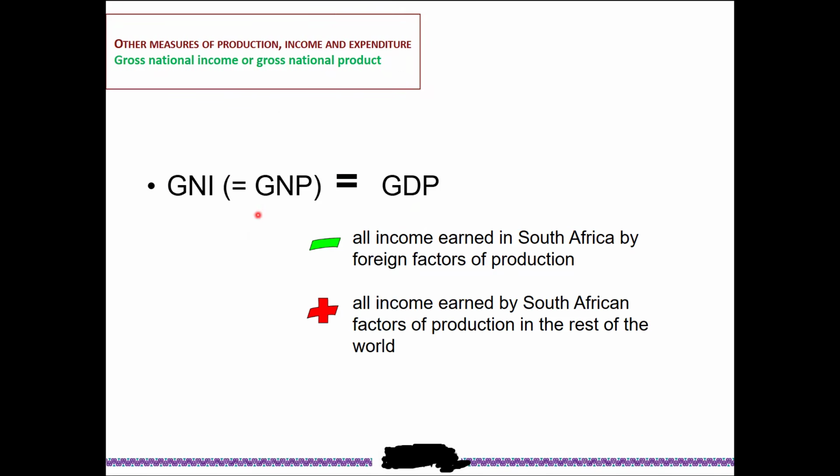So we're going to say GDP minus all the income earned by people who are in South Africa but are not South Africans. We subtract that one. But we're going to add the income earned by South African citizens, even the ones in the rest of the world, even the people that are working in the USA. We're going to add their income as long as they are South African citizens.